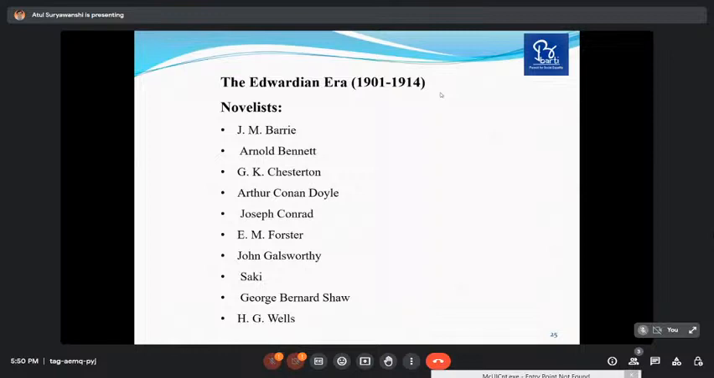The next is E.M. Forster. Then John Galsworthy, who is the recipient of the Nobel Prize in Literature for his best writing. Saki. Then George Bernard Shaw, who worked at the British Broadcasting Corporation and received the Nobel Prize in 1925 for his drama of ideas. George Bernard Shaw, the great writer. Then H.G. Wells. So these are the select writers during the Edwardian era.